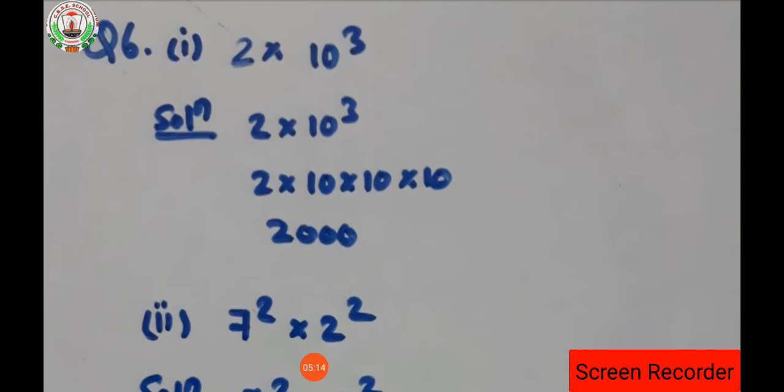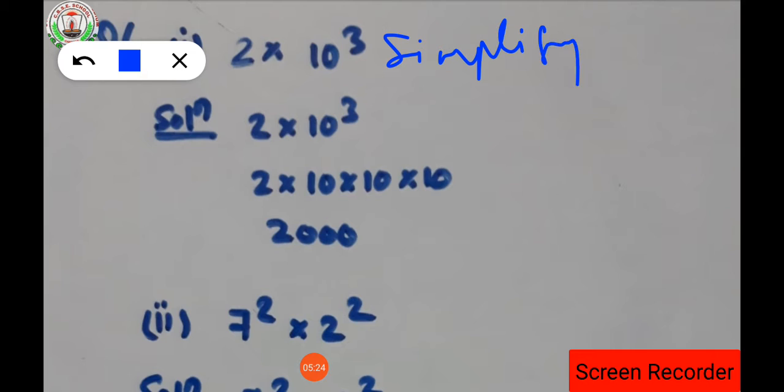Okay. Next, question number 6. What does question number 6 say? It says simplify. What you have to do here is simplify question number 6.